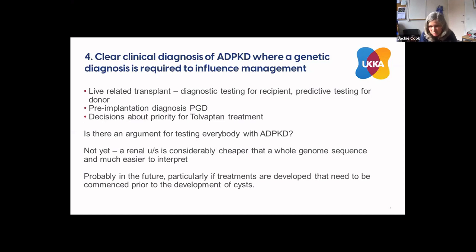And then the third, and now following Jiehan's talk, I'm beginning to wonder whether that's correct or not anymore, is that it has been used to make treatment decisions about prioritising patients for Tolvaptan treatment, in order to find the individuals who've got the truncating PKD1 mutations. So it's a fairly small group at the moment, and then there is an argument about whether we should be testing everybody with autosomal dominant PKD, and are we at the point where that would be recommended? I think the answer to that is still no. It is quite clear that a renal ultrasound is still an extremely good way of diagnosing PKD in adults, and is considerably cheaper than a whole genome sequence, and is considerably easier to interpret than a whole genome sequence or a molecular diagnosis for PKD1. So I think we're not quite there yet.